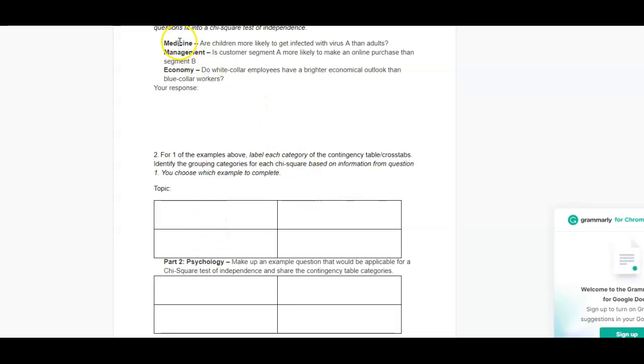So, for example, for this first one, medicine, are children more likely to get infected with virus A than adults? All right, so I would have children and adults as one of my groupings. And then I'd have got infected with virus A, did not get infected with virus A. And then I'd put child got infected, child did not get infected, adult got infected, adult did not get infected. Again, you're not putting in any numbers there. It's just for you to understand these 4 different categories connected to that question. So again, you're going to pick which one you want to do and figure out they're all 2 by 2s.